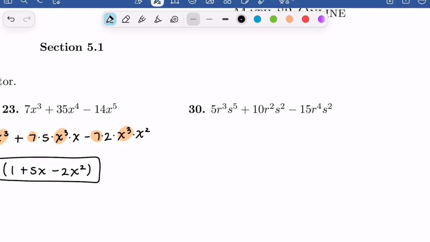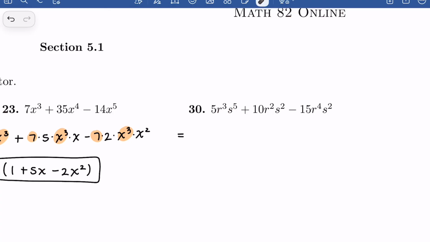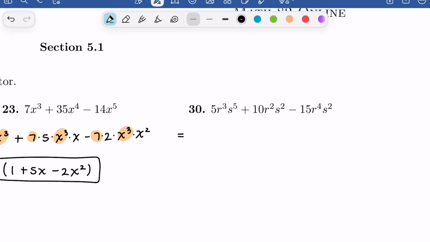Now this one's similar, but we have a bunch of extra variables here. So for each of these terms, let's split them up into different factors and pull out the greatest common factor. Now, again, looking at each of our coefficients here, each of these are divisible by 5. So I'm going to split each of these into factors, and one of them will be 5. So for this first one, we're going to have 5 times r cubed times s raised to the fifth power.